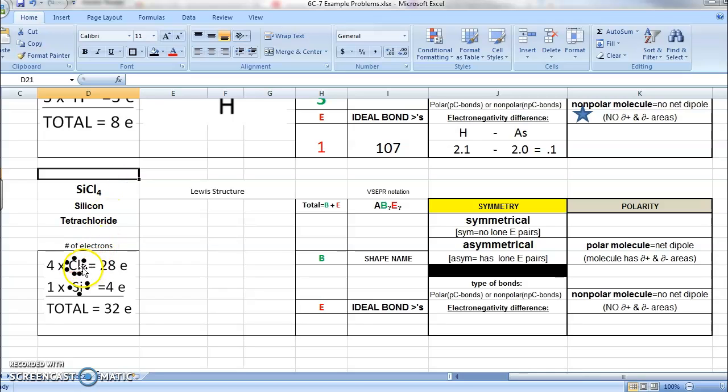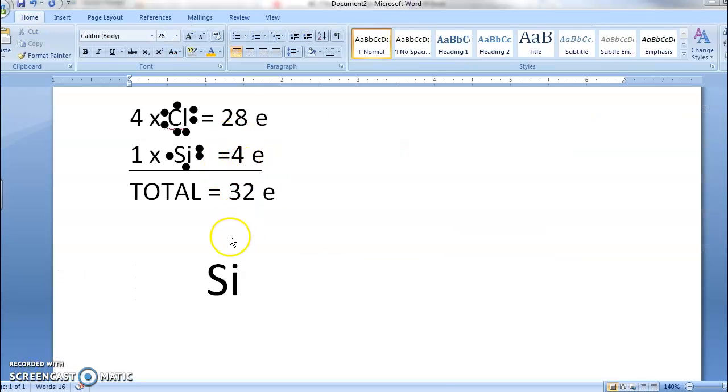Who will be in the middle? Well, chlorine only needs 1 bond. Silicon needs 4 bonds. It has 4 electrons. It needs 4 bonds to get 8. So silicon will be our middle atom. So we're working with 32 electrons here. Silicon will be in the middle.